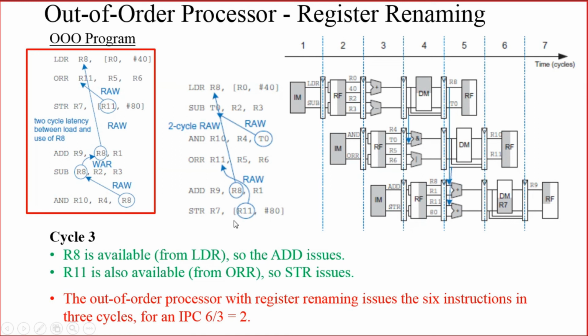So by incorporating the register renaming mechanism in an out of order processor, what was the result? We were able to issue 6 instructions, that is 2 instructions per cycle. So 6 instructions were issued in 3 cycles: first cycle, second cycle, third cycle. So what is the instructions per cycle count now? 6 by 3, that is equal to 2. Previously it was 1.2 and 1.5 in two different methodologies. Now we have increased the instructions per cycle to 2 by using the register renaming technique.